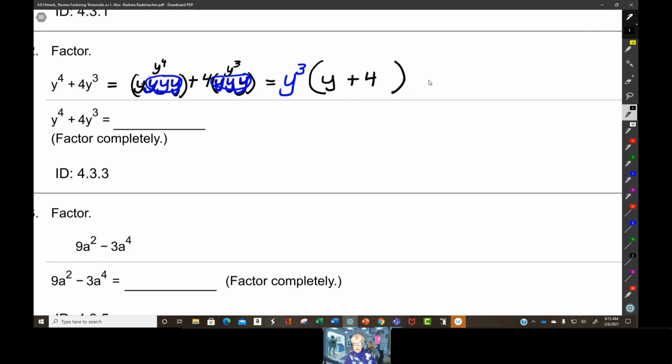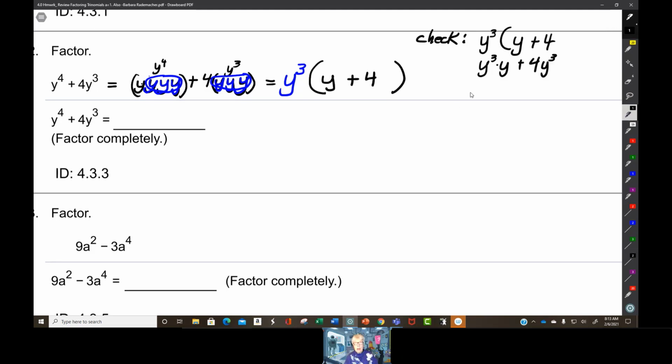Let me check and make sure it's true. Well, let me start up here. I start out with y to the third times y plus 4. So that'll give me y to the third times y plus 4 times y to the third.